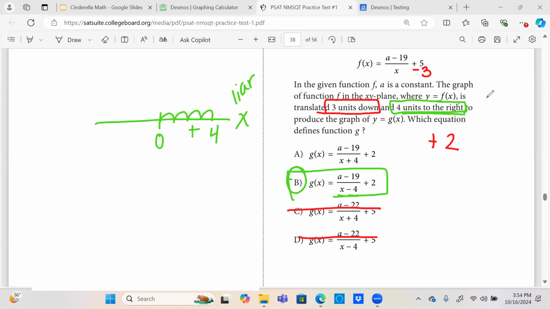Left and right is a liar, and that's always with your x. Up and down tells the truth, and that's always the number by itself, not with the x. So since it was 3 down, that's why I -3.